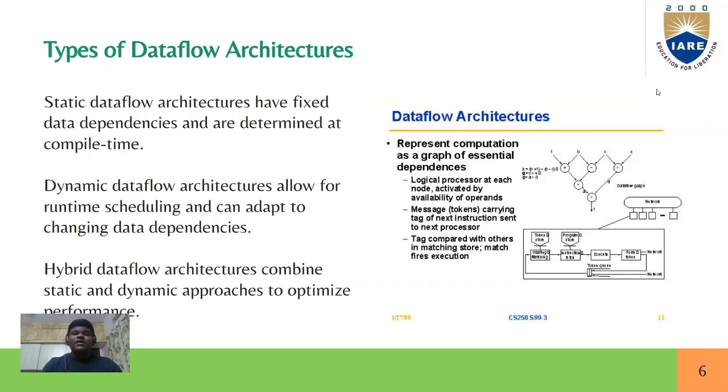Now let's discuss the types of data flow architectures. First is the static data flow architecture, which has fixed data dependencies determined at compile time. Next is the dynamic data flow architecture, which allows runtime scheduling and can adapt to changing data dependencies. The third and final one is hybrid data flow architecture, which combines static and dynamic approaches to optimize performance and overall durability of the code.